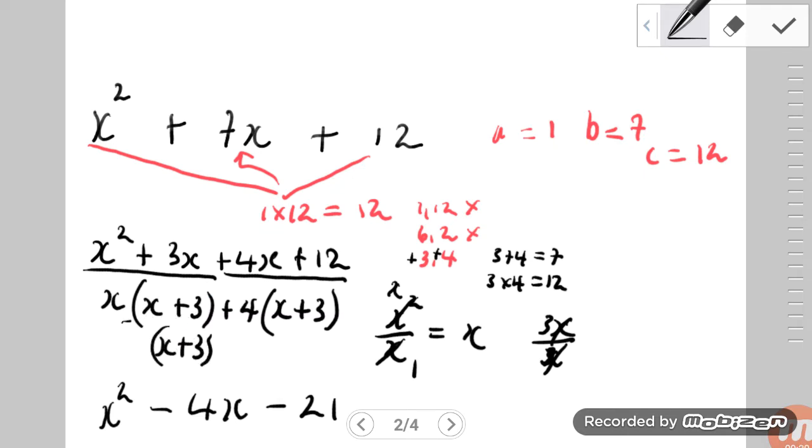So we're going to just take those across here, and you can see that x plus 3 divides into here, leaves us with x, and x plus 3 divides into this section over here, leaves us with plus 4, and that there is our factoring.